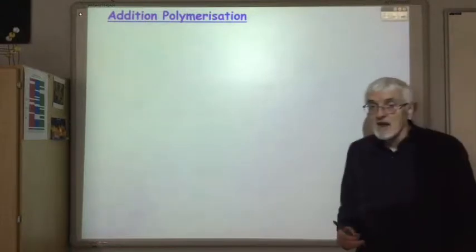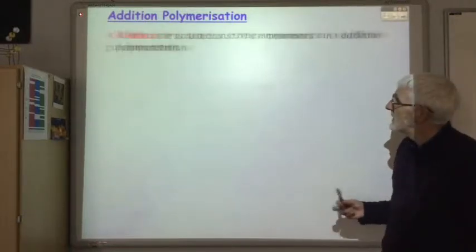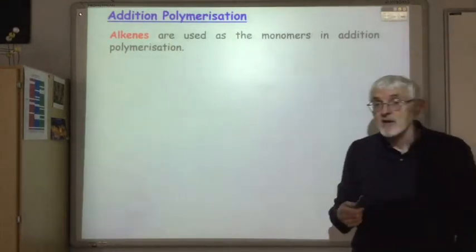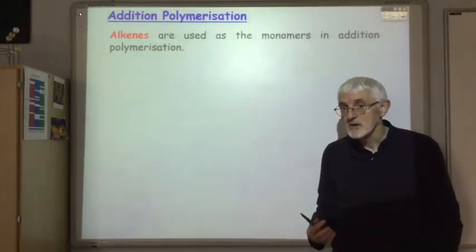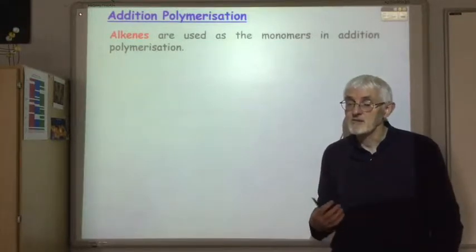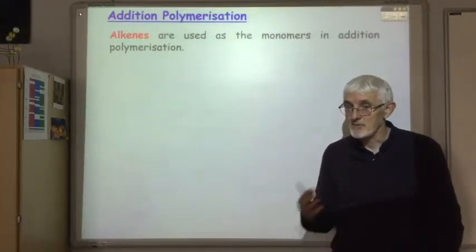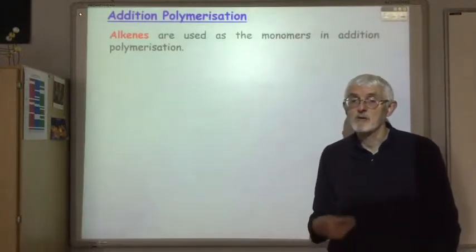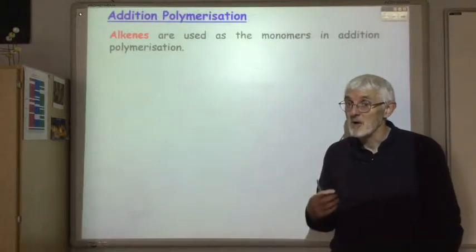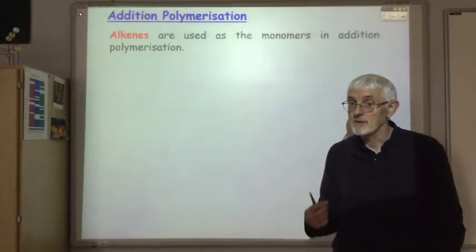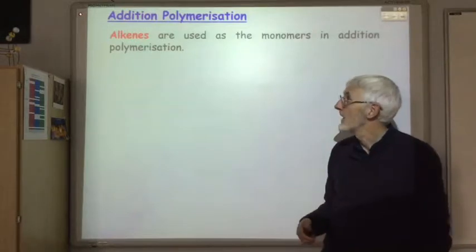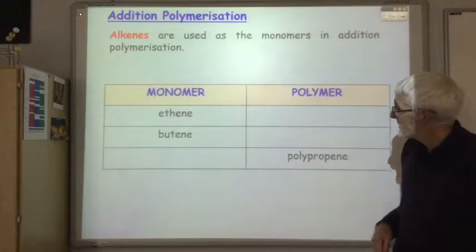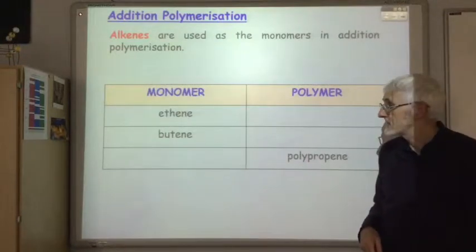So in the process of addition polymerization, alkenes are the monomers. Now, the alkenes are derived from crude oil, so ultimately all our plastics are made from crude oil, and it's worth bearing that in mind because as crude oil gets more scarce, not only are we running out of a source of fuel, but we're also running out of the raw material for making plastics. Anyway, let's look at making some polymers from these monomers.